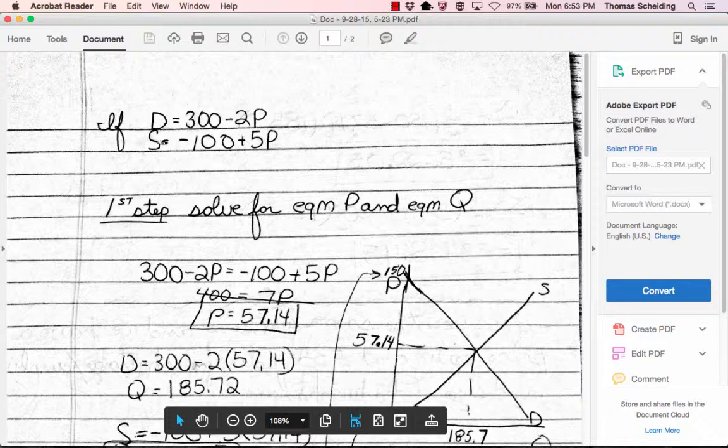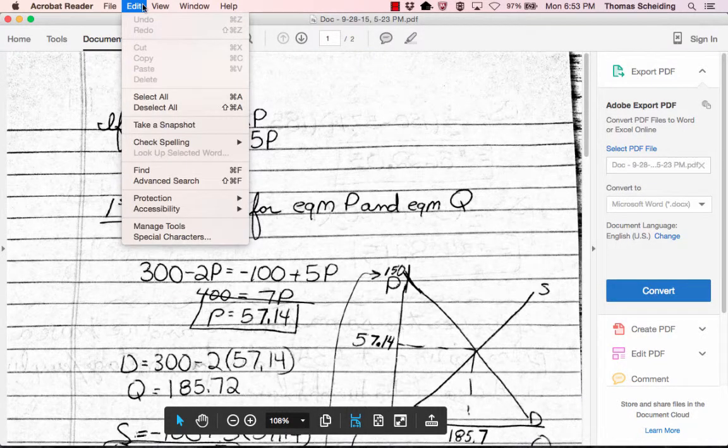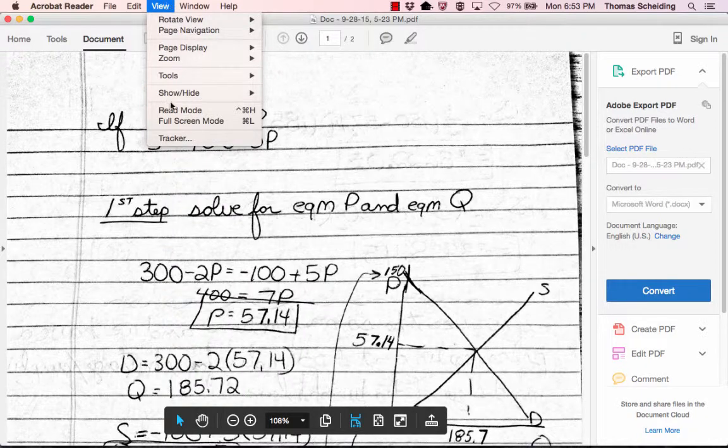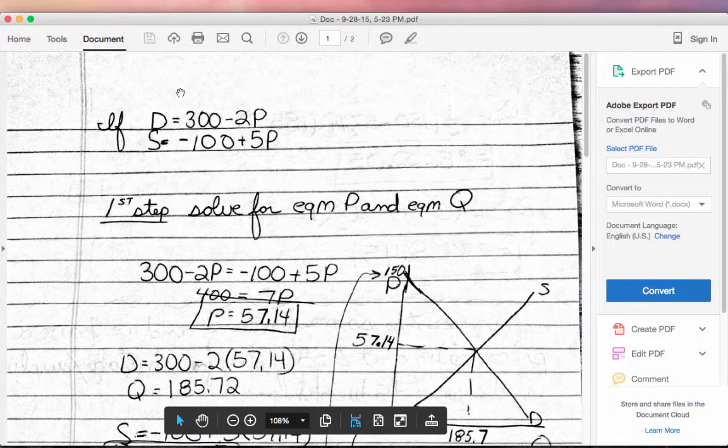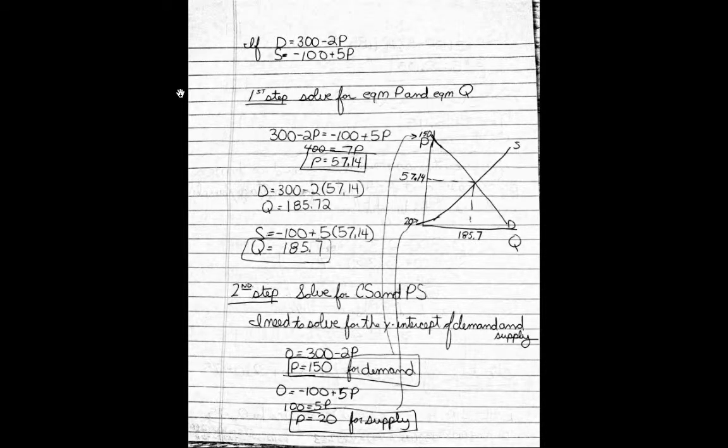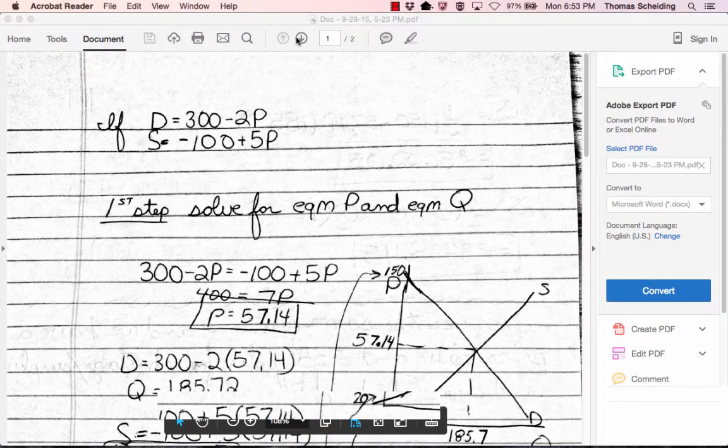The first thing I could do is ask you to simply solve for me the equilibrium price and quantity. And quite frankly, if I do that, you should thank your lucky stars, because that hopefully should be an incredibly easy part of this.